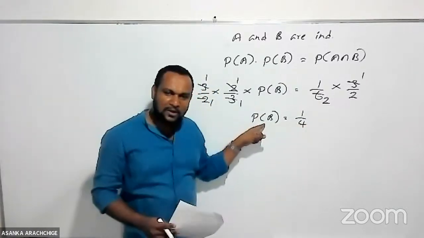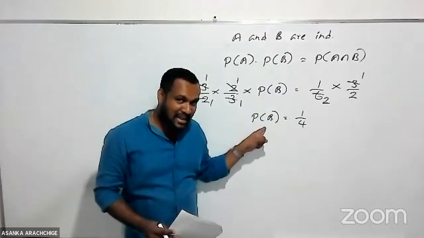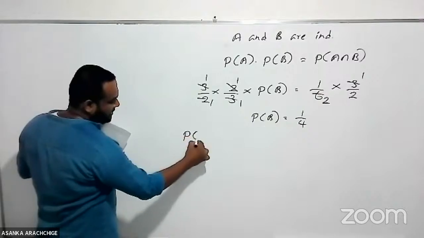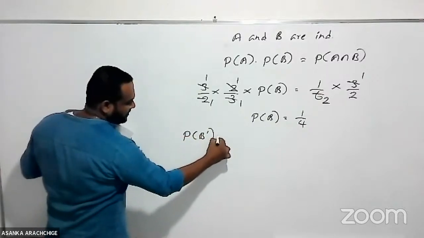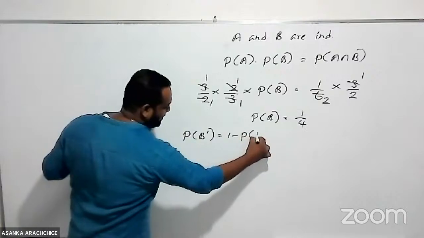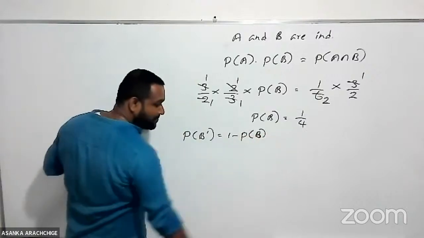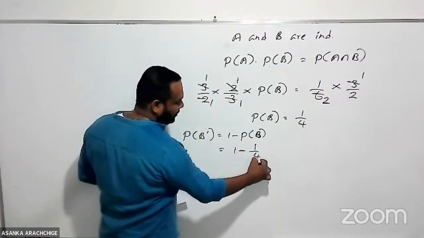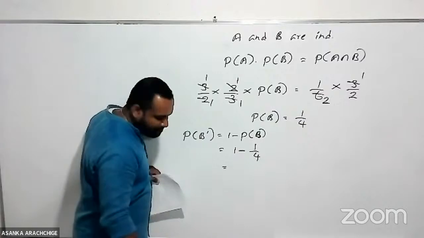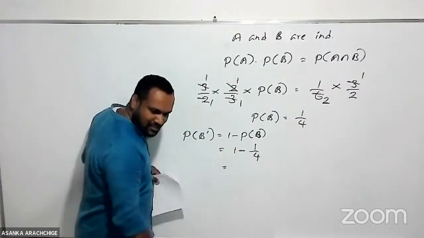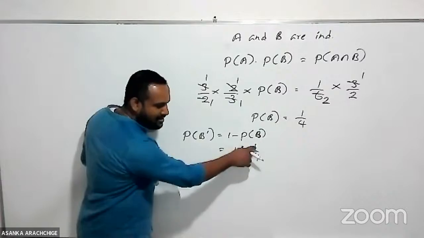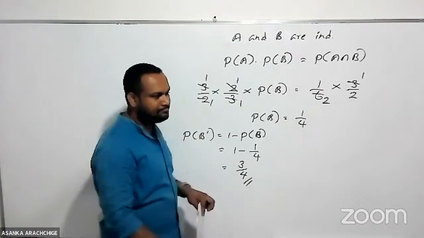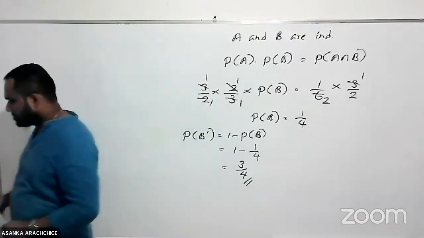But this is not what we have to find. We want B dash. P(B dash) equals 1 minus P(B). Do you remember this formula? Therefore, P(B dash) is 1 minus 1 upon 4. How to write 1 as a fraction of 4? 4 upon 4 minus 1 upon 4, 3 upon 4. 3 upon 4.